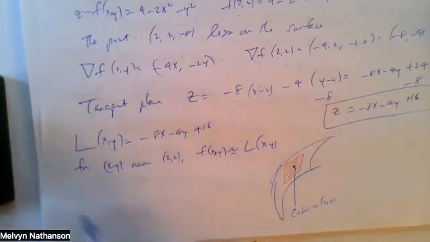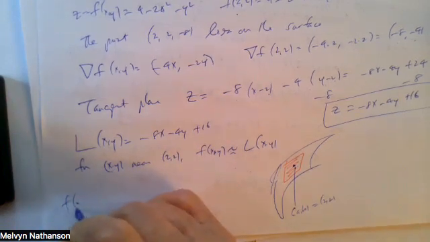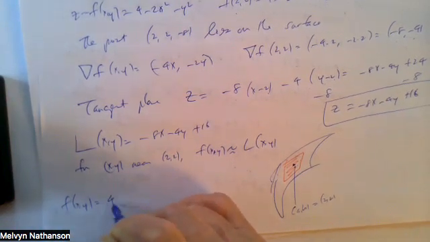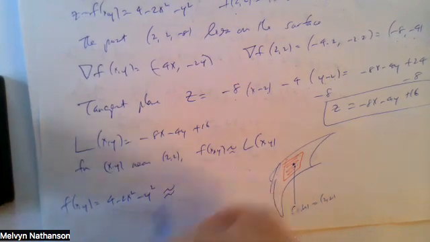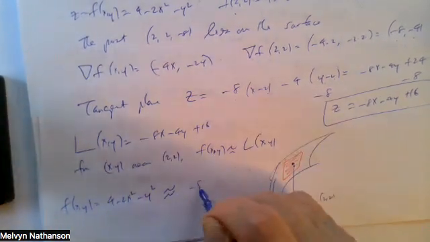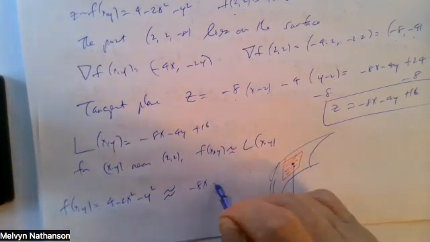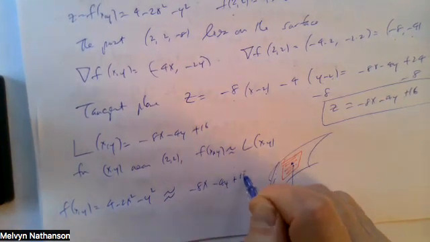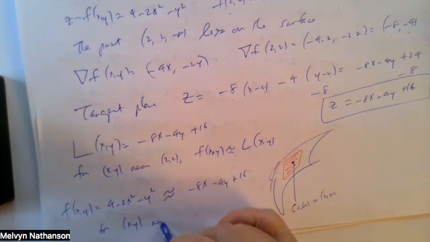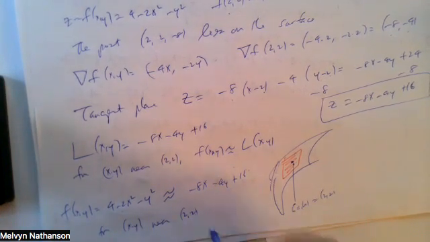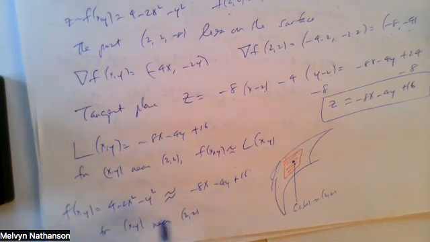So what that says is that f of x, y, which is 4 minus 2x squared minus y squared, is approximately minus 8x minus 4y plus 16 for the point (x, y) near the point (2, 2). This is what it means to say that the function is approximated by the tangent plane close to the point.